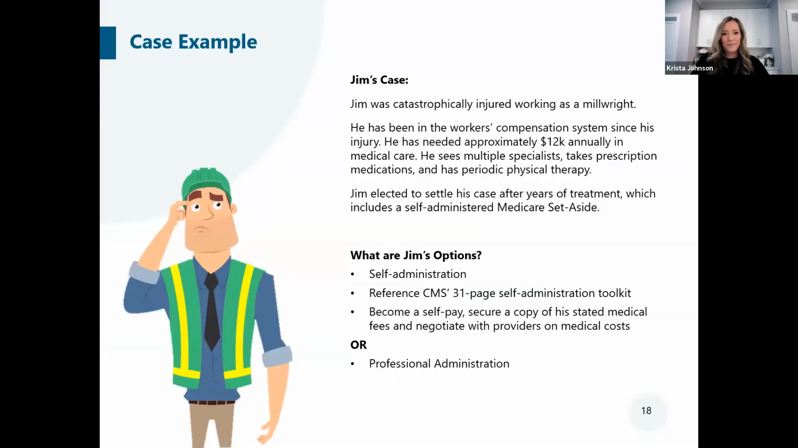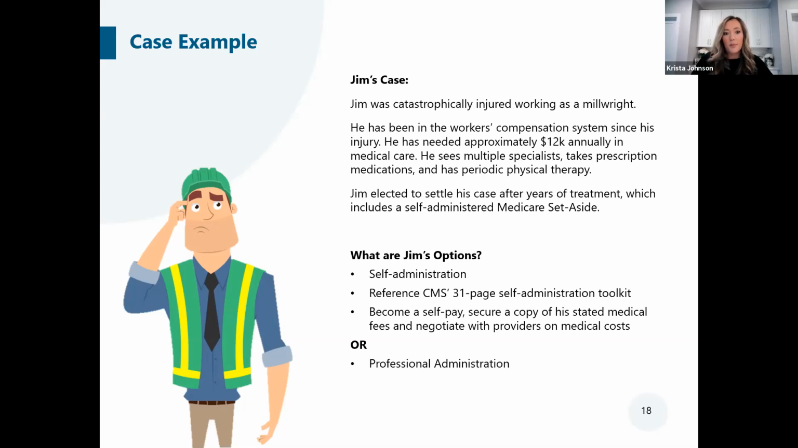So here we have Jim. Jim was catastrophically injured working as a millwright. He has been in the workers' compensation system for quite some time, and he needs approximately $12,000 annually in his medical care. So he sees multiple specialists, he takes prescription medications, and he also has periodic physical therapy. Jim had elected to settle his case after years of treatment, which included a self-administered Medicare Set Aside.